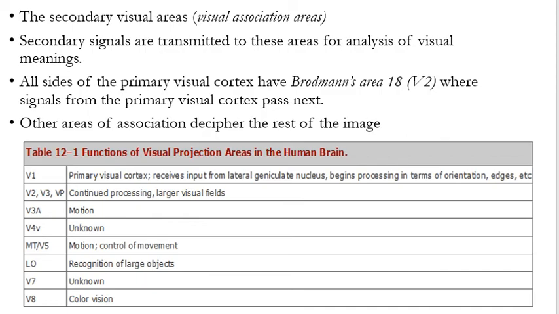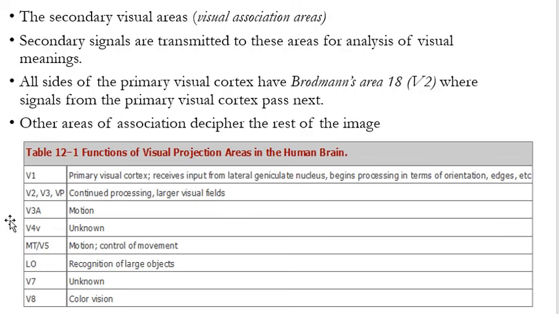So what this is saying is that while what you're seeing goes to V1, association or deciphering the rest of the image in context also has to go through V2. Now, the association areas include the following. So V1 is not an association area, but it's the primary one. So this primary visual cortex receives input from the LGN and begins processing in terms of orientation edges.